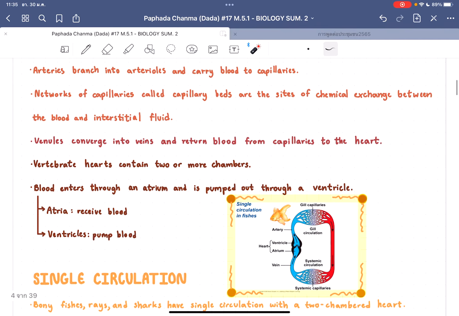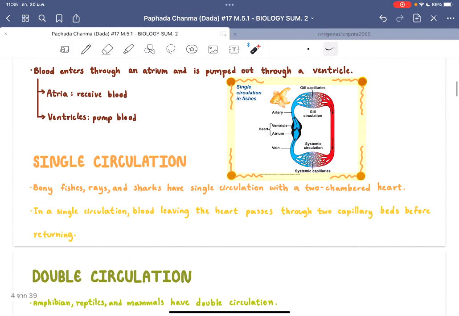Arteries branch into arterioles and carry blood to capillaries. Networks of capillaries called capillary beds are the site of chemical exchange between the blood and the interstitial fluid. Venules converge into veins and return blood from capillaries to the heart. Vertebrate hearts contain 2 or more chambers. Blood enters through an atrium and is pumped out through a ventricle. So the atria receive blood and the ventricles pump blood.